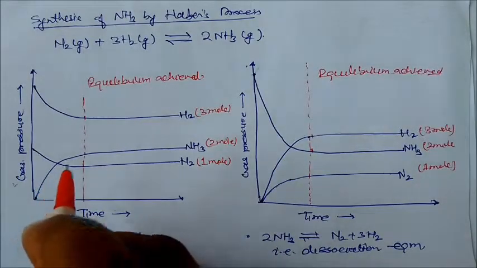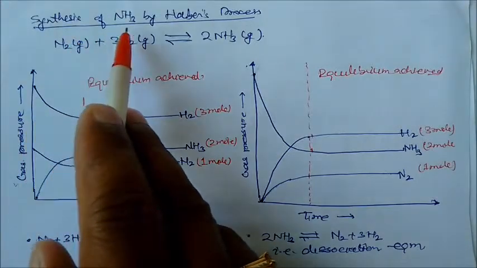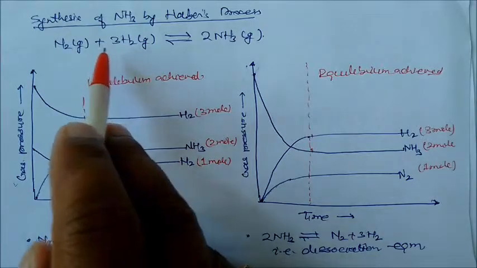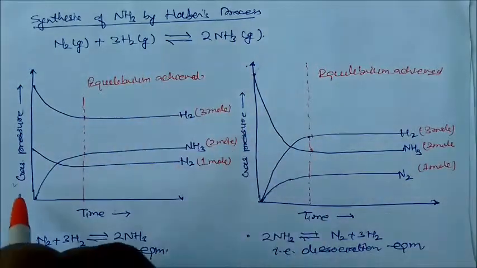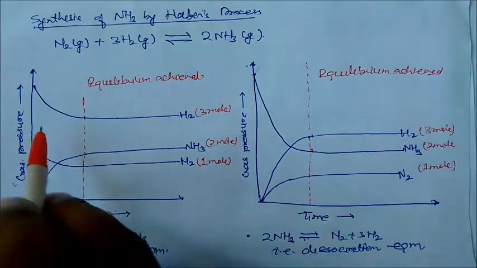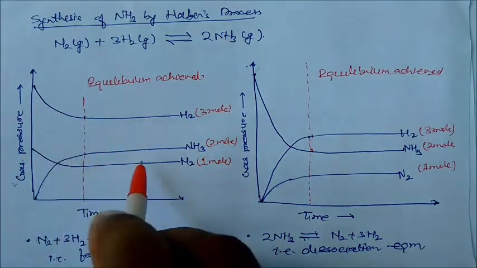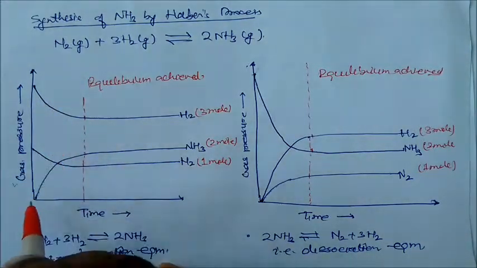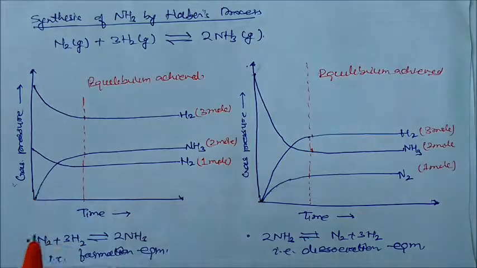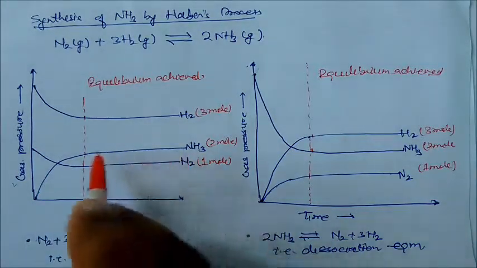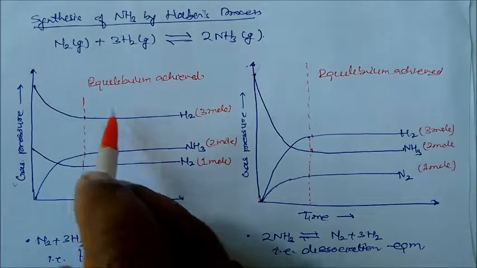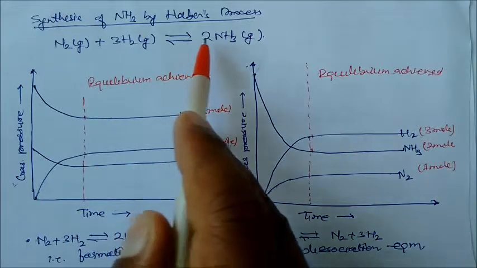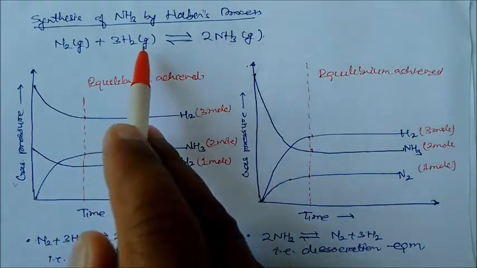There are some other examples to understand equilibrium. One is the synthesis of ammonia by Haber's process. In Haber's process, nitrogen gas and hydrogen gas are converted to ammonia. This is the gas pressure and this is the time. We can see hydrogen and nitrogen both decreasing, and immediately the formation of ammonia takes place. After some time they reach an equilibrium, so the speeds become constant relative to each other, and the rate of the forward reaction equals the rate of the backward reaction.